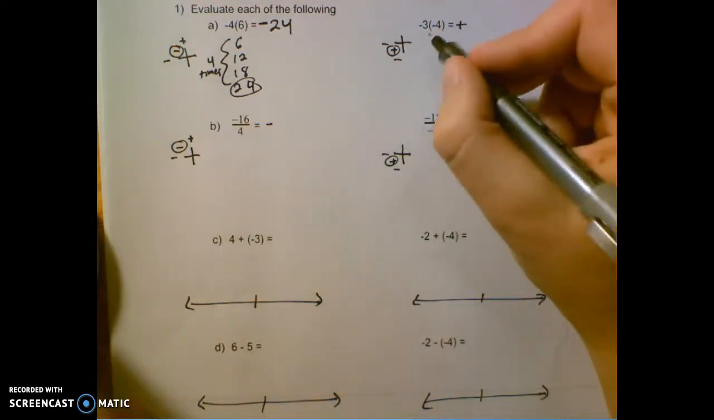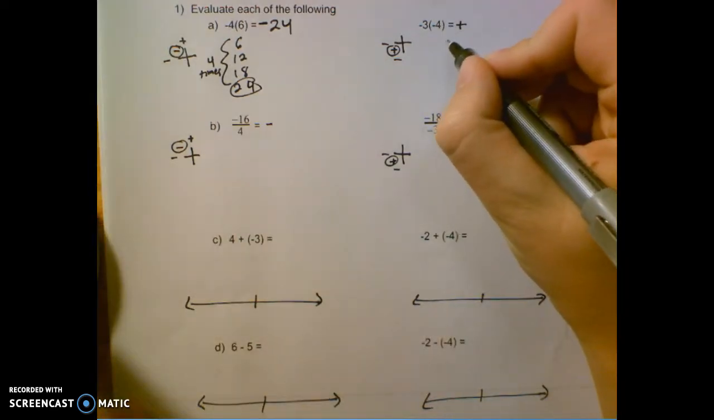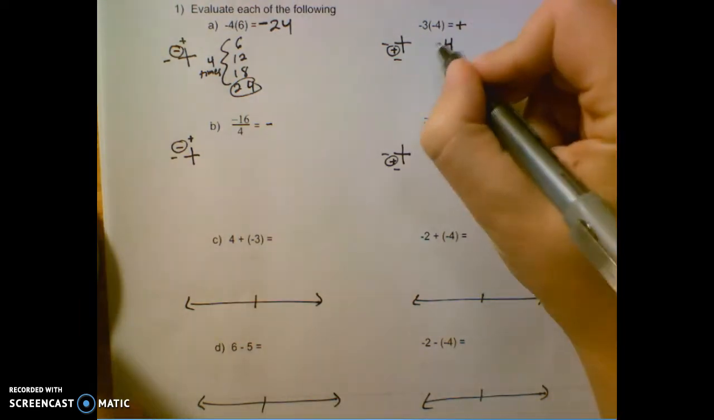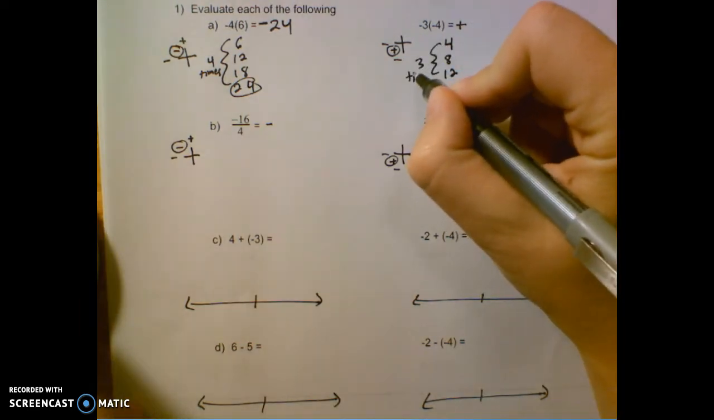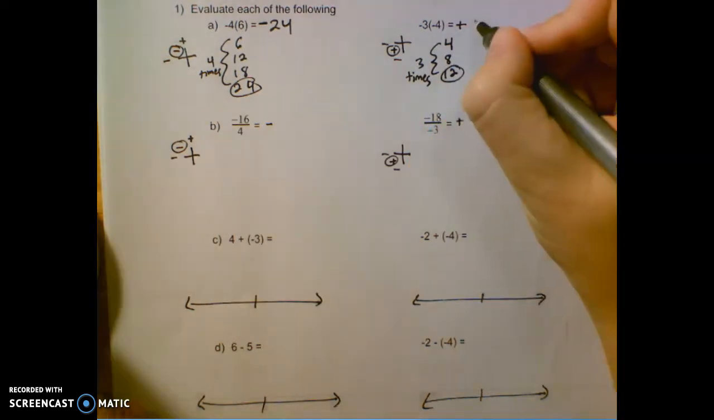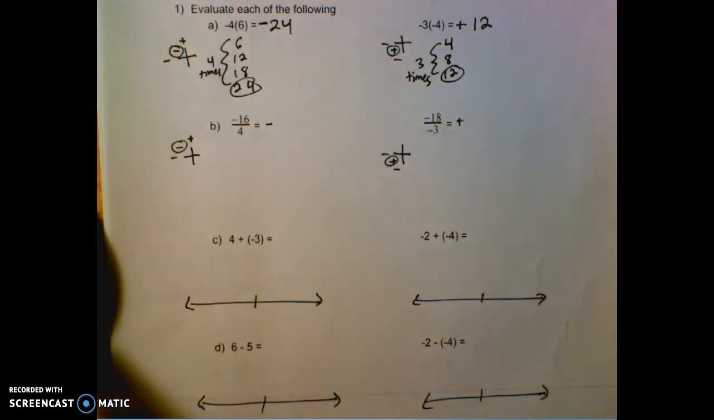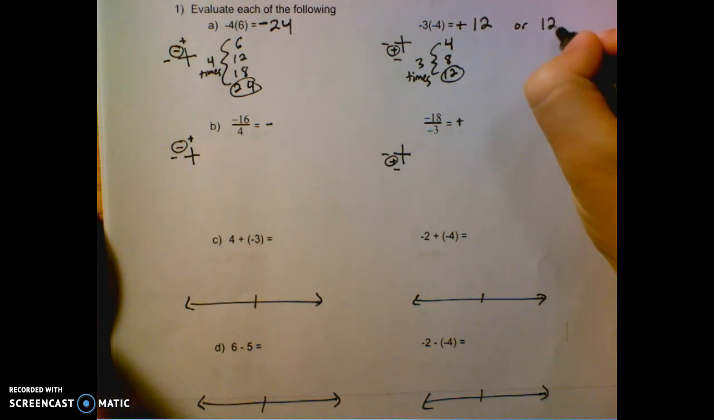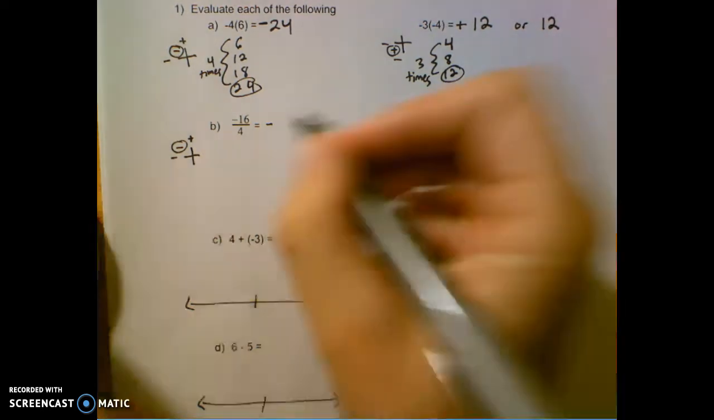Same idea here. I can count by either 3 or 4. Let's do 4. Mix it up a little. 4, 8, 12. That was 3 times. And my answer is positive 12. It is also okay to just write that as normal 12.